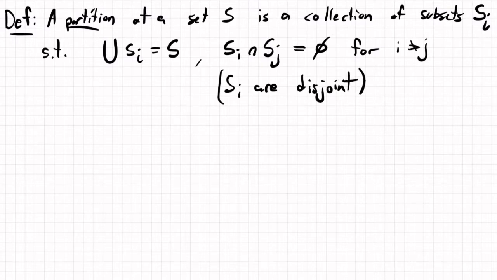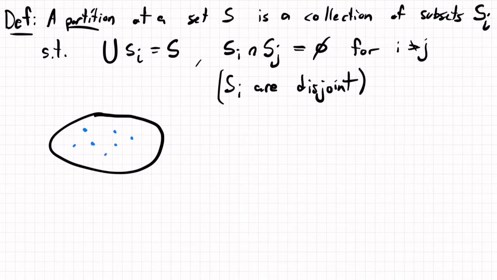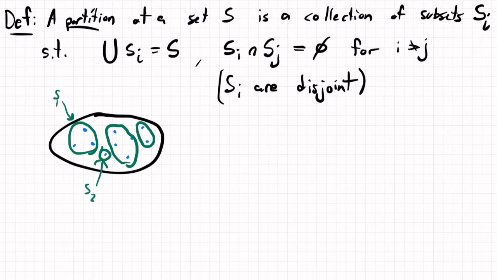So an example of this is you can have a partition where you take your finite set. Let me draw a finite set. This circle blob thing will be my set, and I'll draw some blue dots for elements. One partition of my set could be this subset, this subset, this subset, and this subset. So this is maybe S1, S2, S3, and S4.